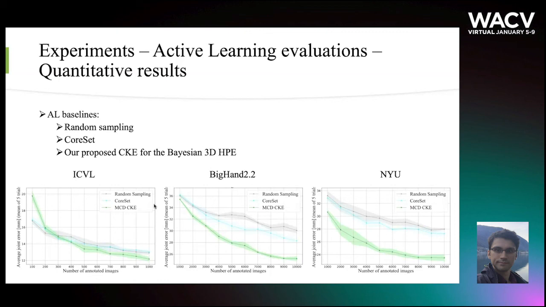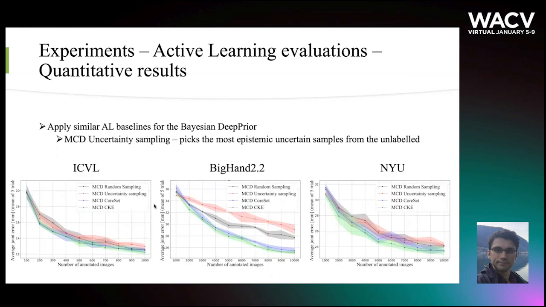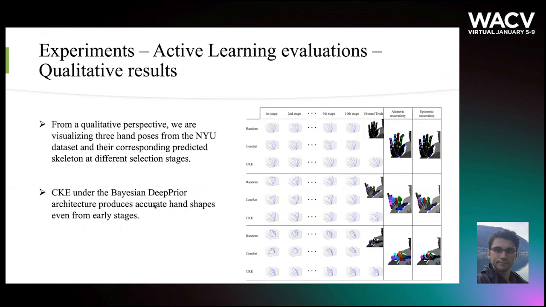For the first experiment, we compare the active learning baselines of random sampling and Coreset when using deep prior against our proposed CKE for the Bayesian 3D hand pose estimator. We outperform these baselines on all datasets with a large margin. The lower trend is the better. We similarly apply the other methods on the Bayesian deep prior, and we also include an uncertainty sampling technique which picks the most uncertain samples from the unlabeled pool.